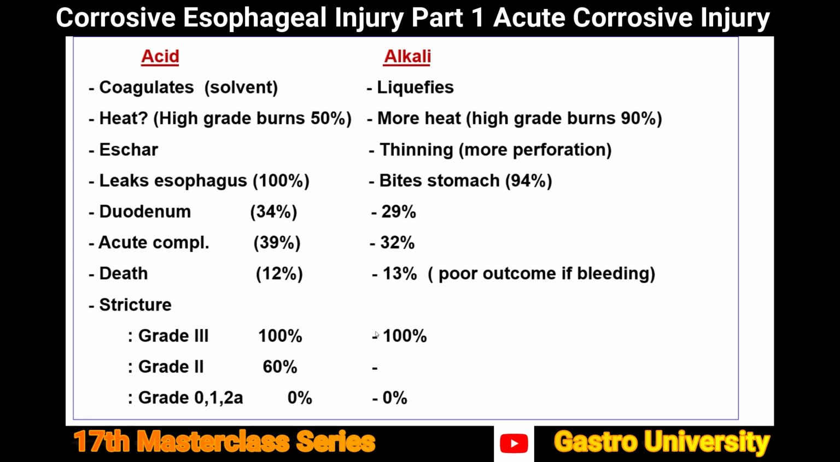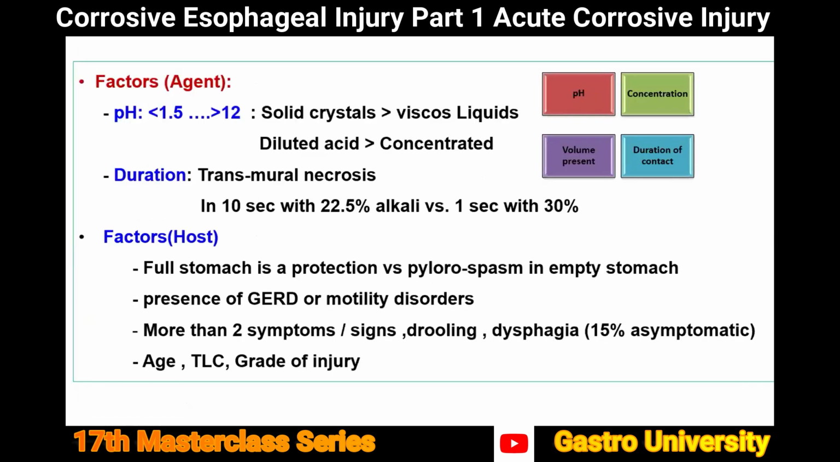There are factors which can affect the severity of the injury. The four common factors are the pH, the concentration, the volume present, and the duration of the contact. Acids, which are mostly available in solid crystal forms, get stuck to the esophagus and cause more damage to the esophagus if they are in crystallized form.